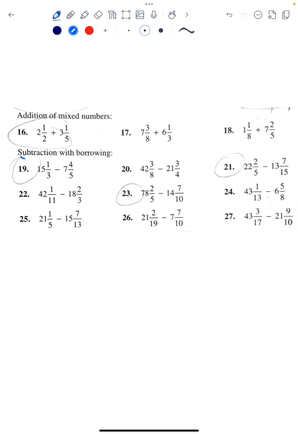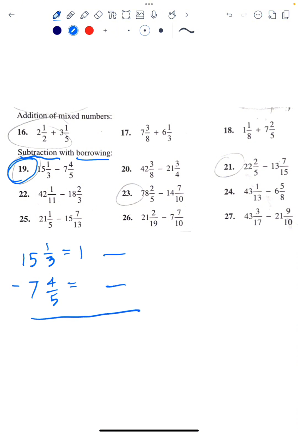Let's try another example of subtraction with borrowing. Here I have 15 and 1/3 minus 7 and 4/5. So my first step is going to find a common denominator. We learned in lesson 1a, my common denominator is going to be 15 in this case. 5 times 3 gives me 15, therefore 4 times 3 gives me 12. 3 times 5 is 15, therefore 1 times 5 is 5.